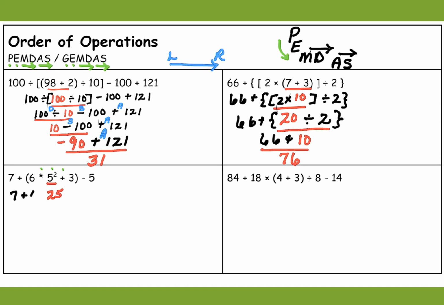7 plus, open parentheses, 6 times 25 plus 3, close parentheses, minus 5. For step number 2, we are still in parentheses and the options are multiplication and addition. We do multiplication before we do addition, so this problem for step 2 is 6 times 25, which is 150. Then we bring down everything else in our problem.